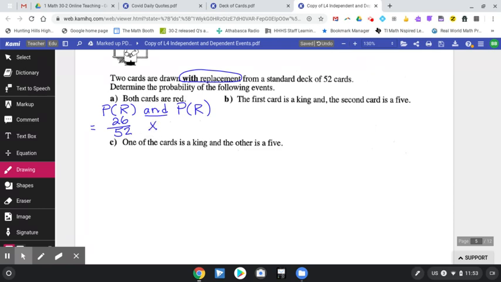Now I'm drawing my second card. Because I replaced the first card, I drew the card, I looked at it, I put it back in the deck. We're drawing from a full deck of cards, 52 cards. And how many are red? 26. And we end up here with 1/4.